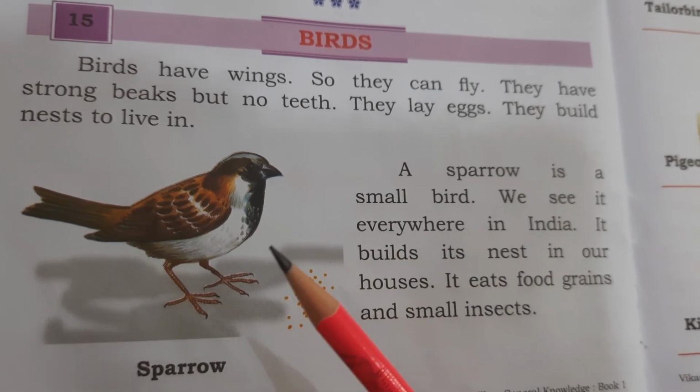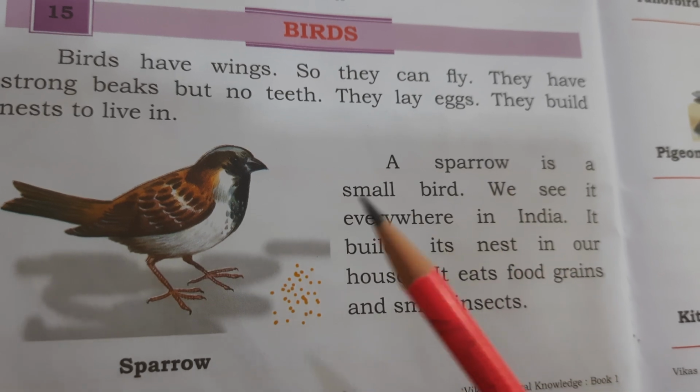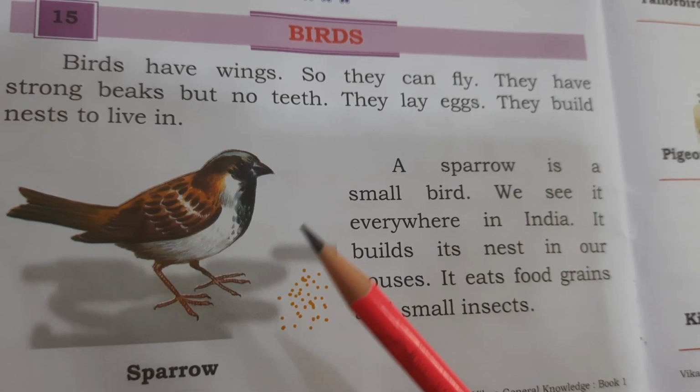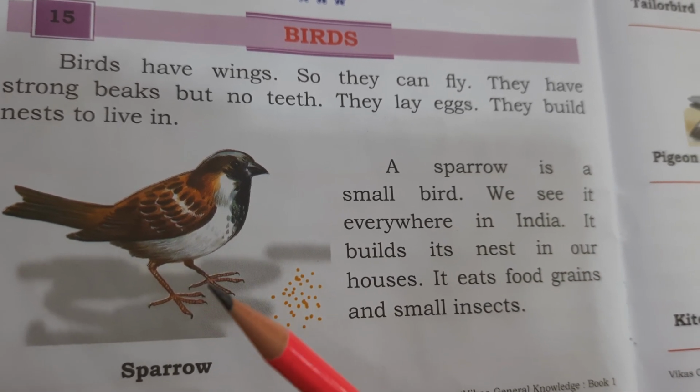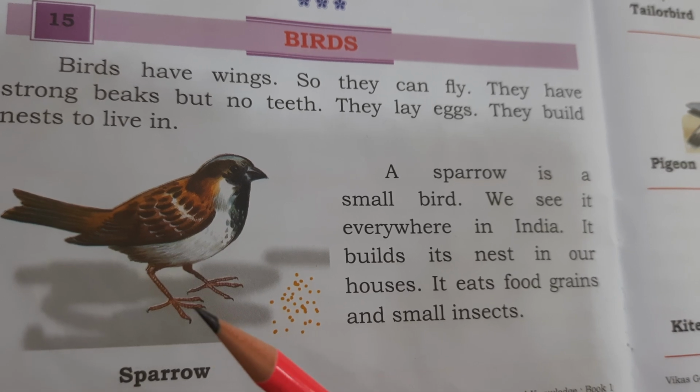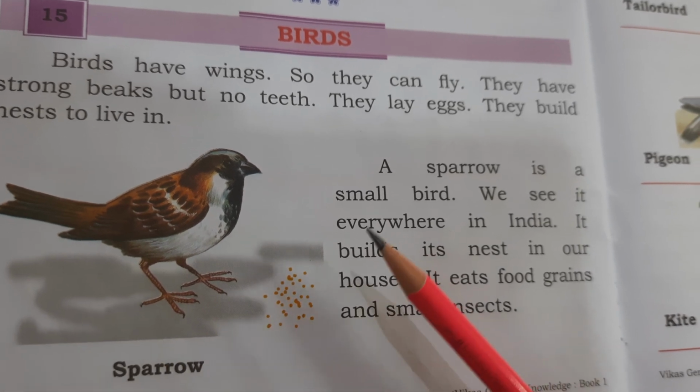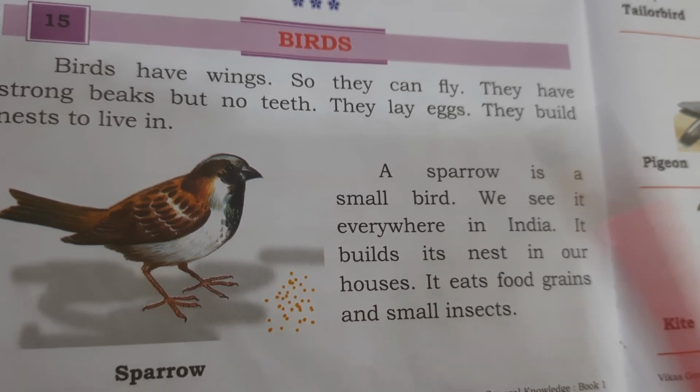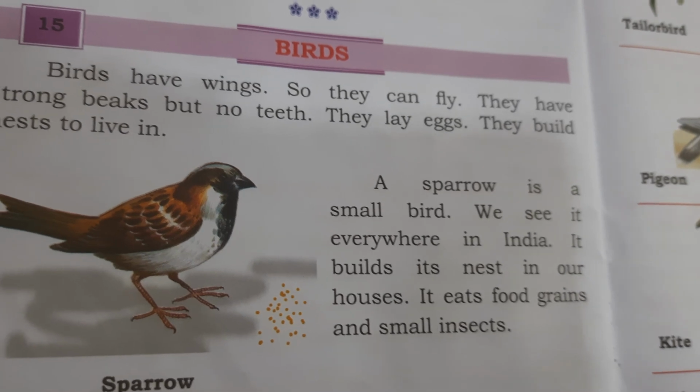Okay, this is sparrow. Sparrow is a small bird we see everywhere in India. It builds its nest in our houses. Eats food grain and small insects.